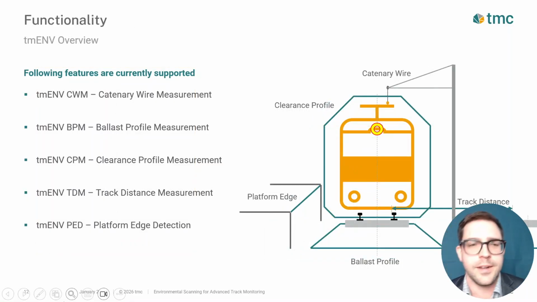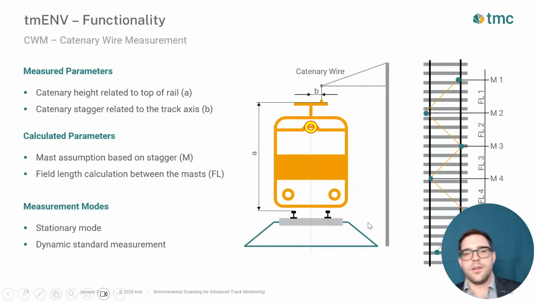Now coming in detail to the different functionalities or features of our tmENV system. We start things off with the catenary wire measurement. As already said before, we have the height measurement and the stagger measurement, and additionally a mast assumption based on the stagger. Based on the zigzag of the catenary, we detect the position of the masts, and we also calculate the distance between the masts.